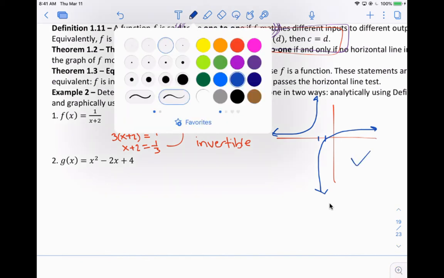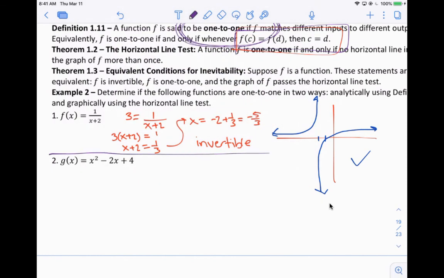All right, let's do that again with this thing over here. This one, I'm just going to spoil it for you, is not a function. Or not invertible, pardon me. We're going to talk about y. It's still a function. g of x is x squared minus 2x plus 4.